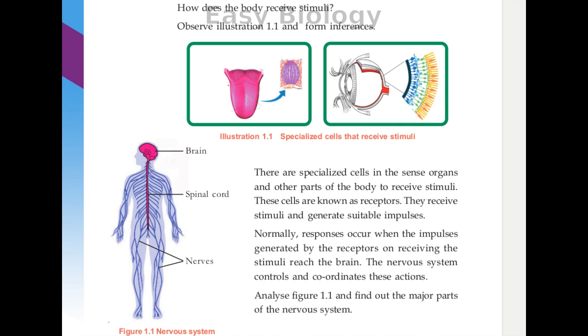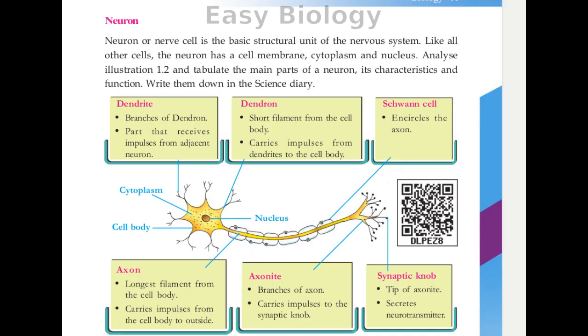The last point of page number 8 is the function of nervous system. Nervous system controls and coordinates all the actions of our body. Now we can study the main points of page number 9. Nerve cells or neurons are the basic structural units of the nervous system. Like all other cells, neuron also has a cell membrane, cytoplasm and nucleus. But they are different from other cells in their shape.